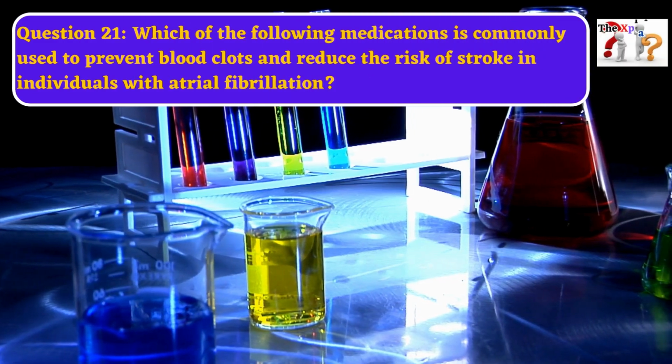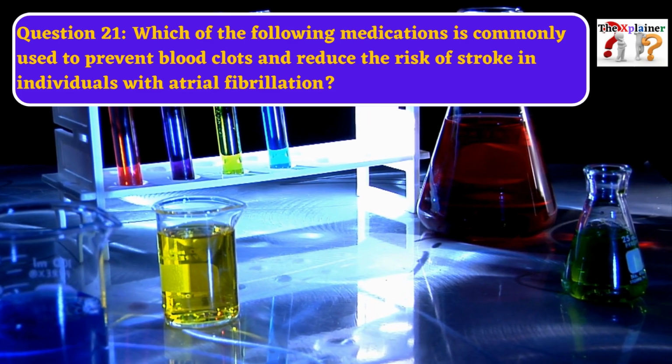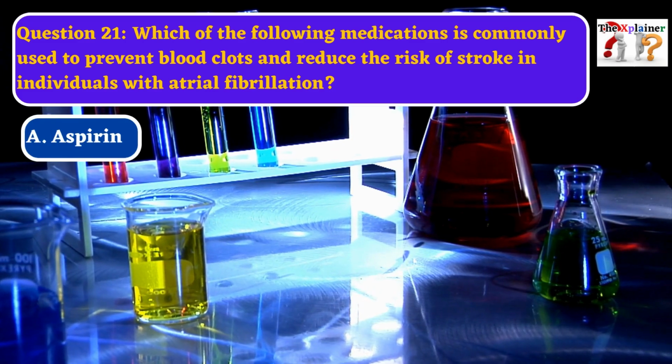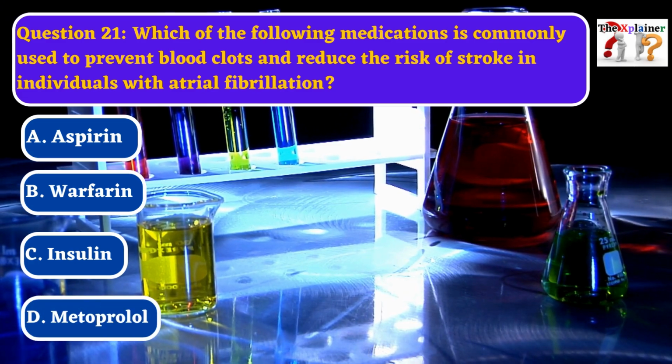Question 21. Which of the following medications is commonly used to prevent blood clots and reduce the risk of stroke in individuals with atrial fibrillation? A. Aspirin. B. Warfarin. C. Insulin. D. Metoprolol.